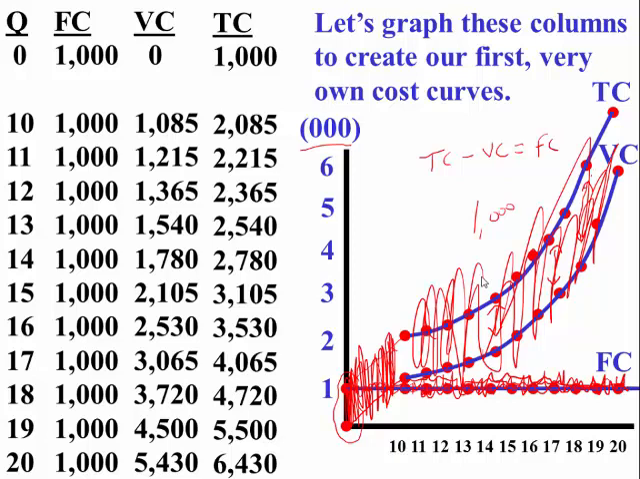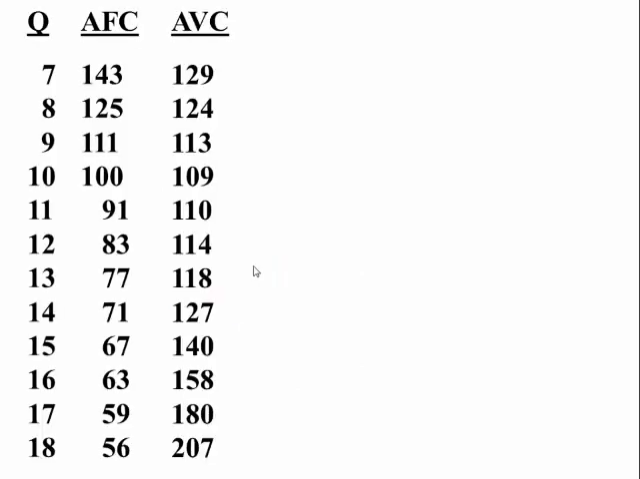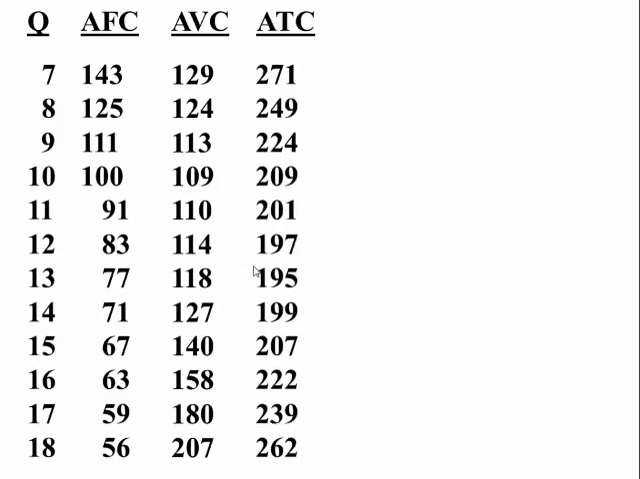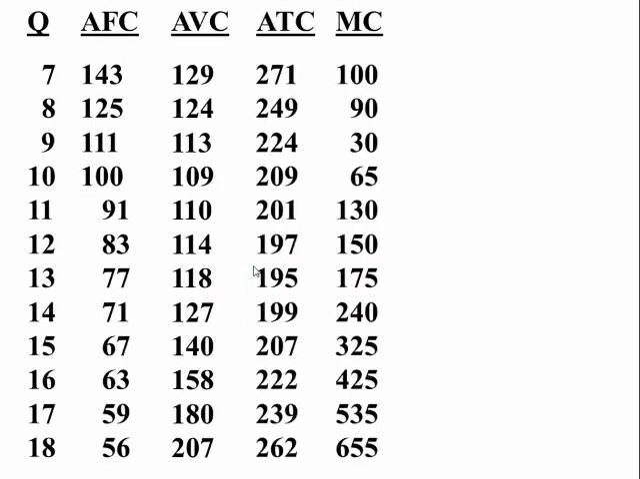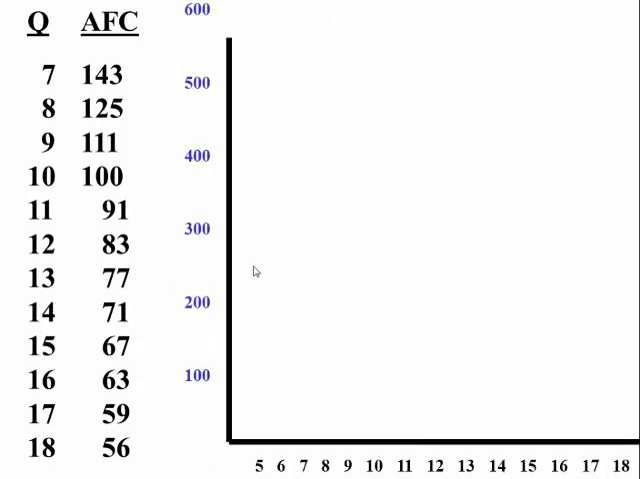What I'd like you to do is either flip the paper or go to the other piece of paper that has your average fixed cost, your average variable cost, your average total cost, and most importantly in economics, your marginal cost. Let's look at our average fixed cost, our average variable cost, our average total cost, and most importantly, our marginal cost. And let's put this on a graph. So go ahead and plot the dots starting at the 7th unit and working your way all the way to the 18th unit. Go ahead and plot the dots.